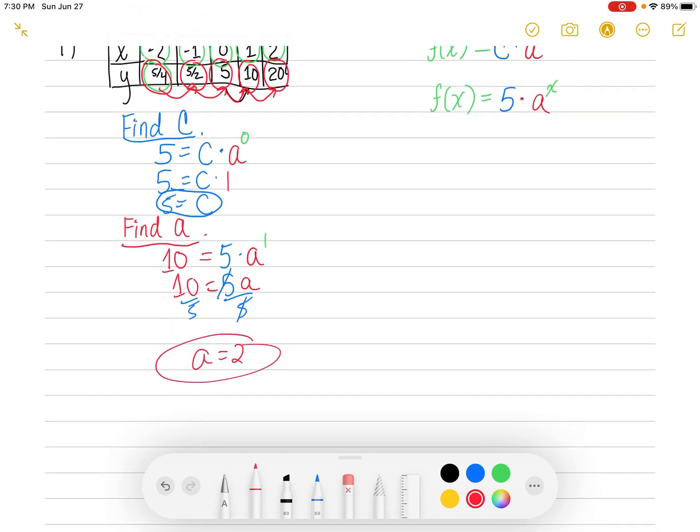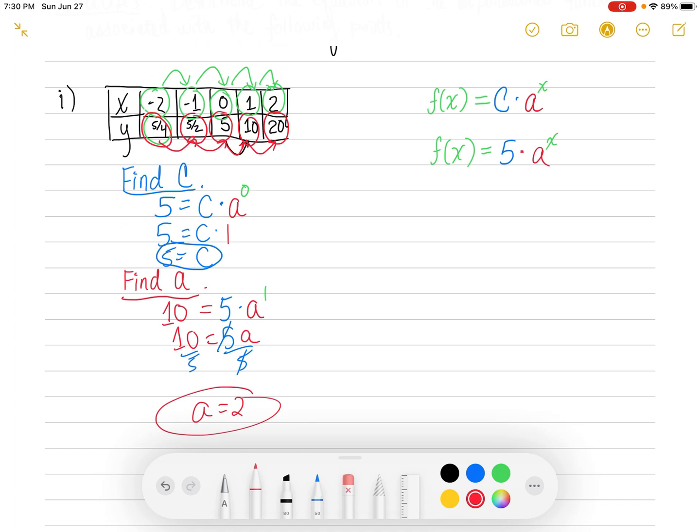To get from 5 to 10, you have to multiply by 2. To get from 10 to 20, you have to multiply by 2. So every time you're multiplying by 2, and that's what your a is. It's your exponential base. So we're going to replace the a with a 2.